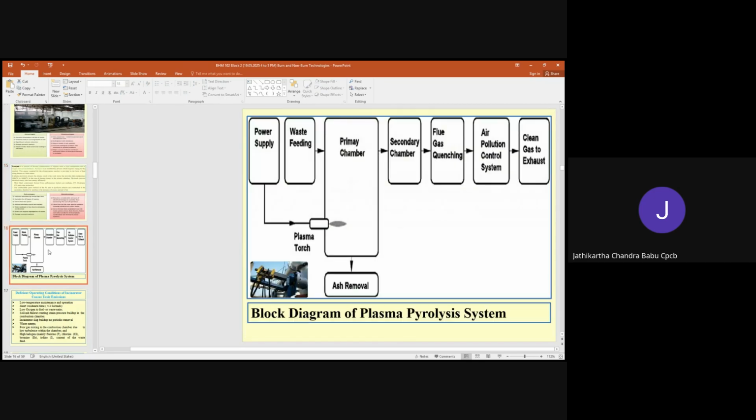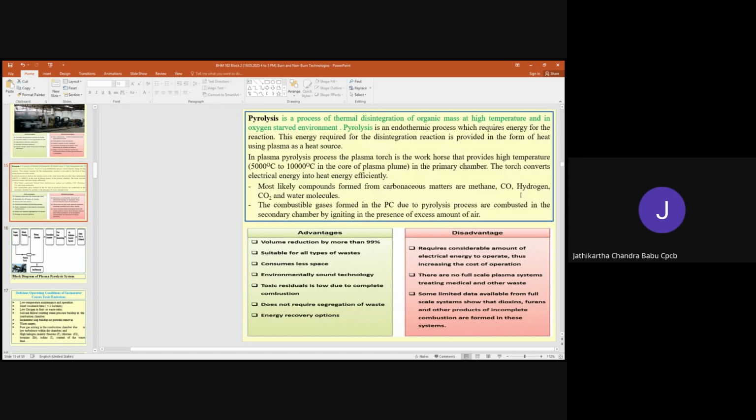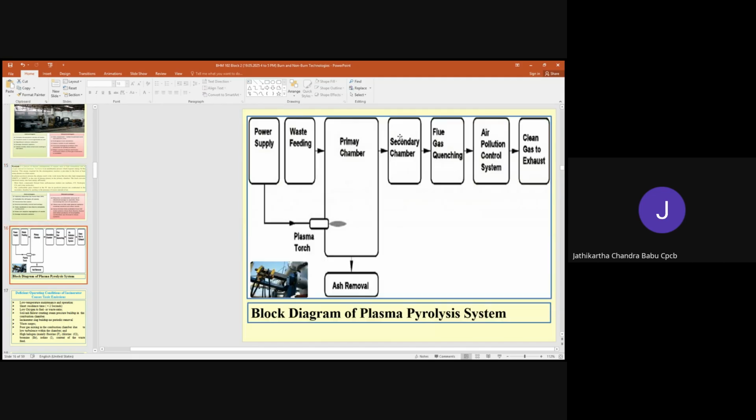Coming to plasma pyrolysis, this is the plasma torch, where high temperature is maintained using the plasma torch. In the primary chamber, all the waste is going to be converted into syngases like carbon monoxide and methane, and the way I told you, methane, carbon monoxide, and hydrogen. Here, these gases in the presence of oxygen are converted into flue gases. The flue gases are going to be cleaned further.